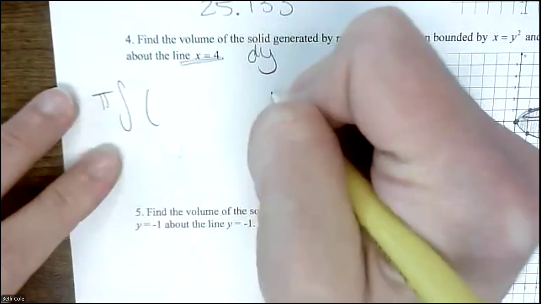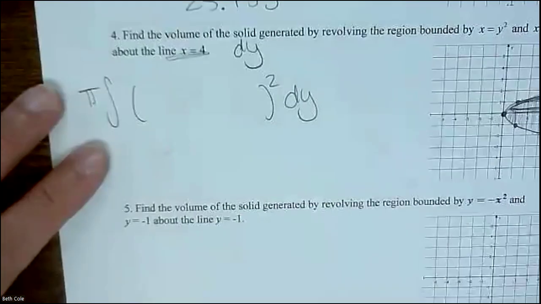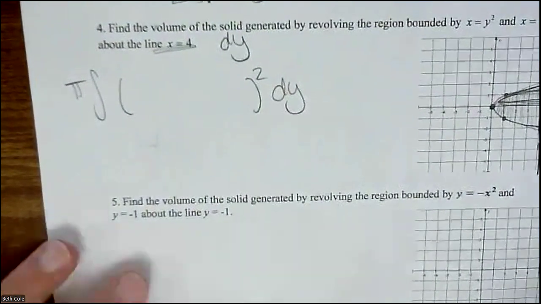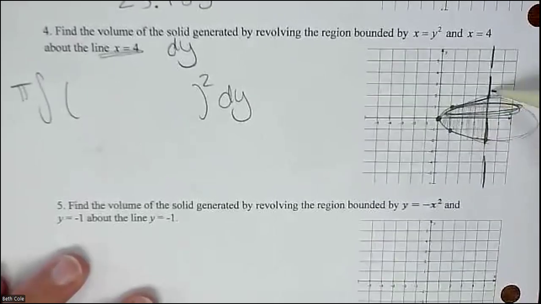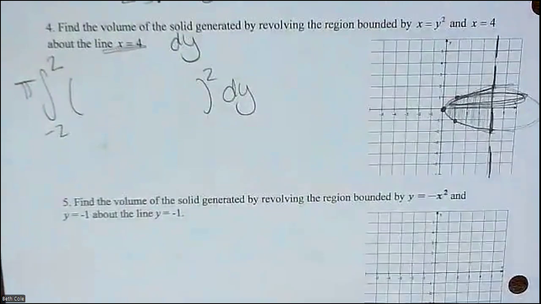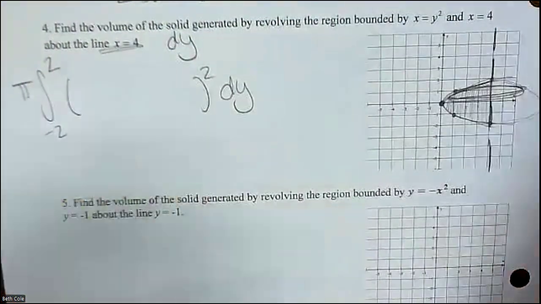Pi r squared dy. So your boundaries need to be y values. Good. Do you see how she got that? Is everybody there? -2 to 2. And then inside of here, it's going to be right minus left.